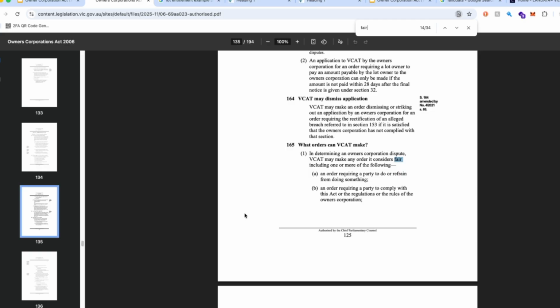If you truly have done everything you could in good faith, in the interest of the OC, but still see things not complying with the OC Act, then of course get VCAT involved, get VCAT onto the OC issue, and make sure everything is done in compliance with the OC Act, right?